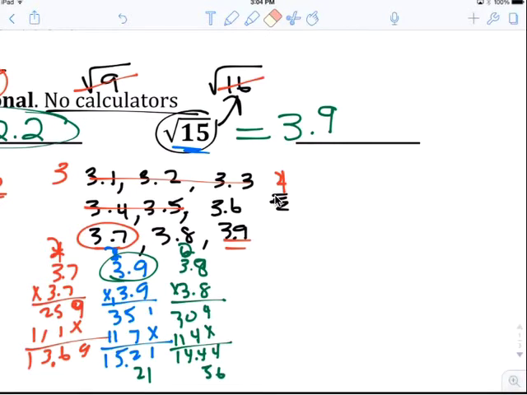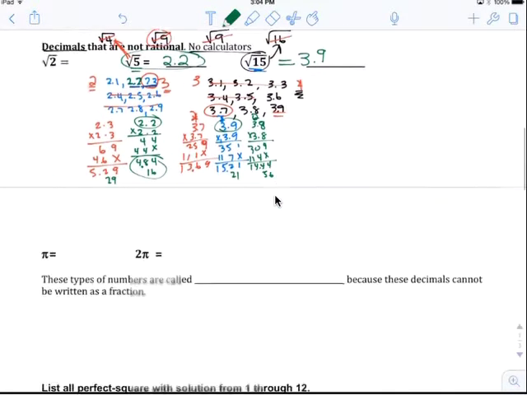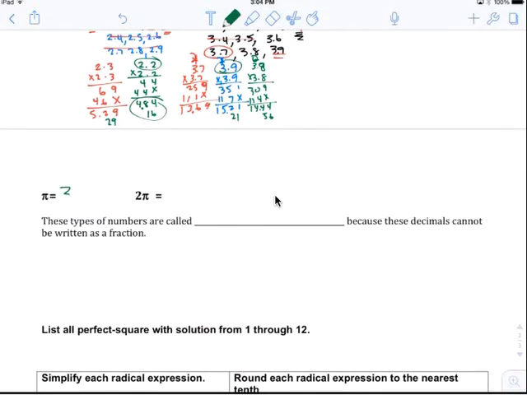Okay. And then pi is 3.14, of course. 2 times 3.14 is 6.28. Anything with pi is called irrational.